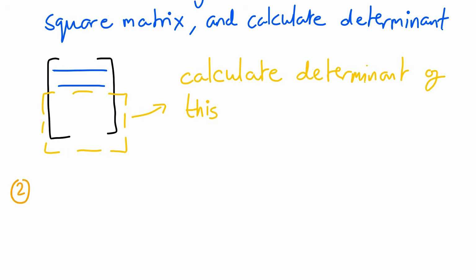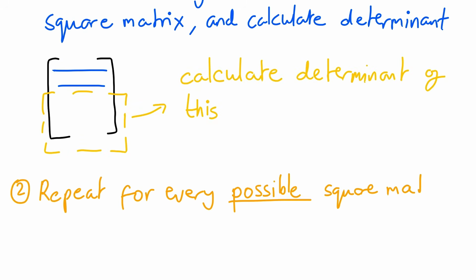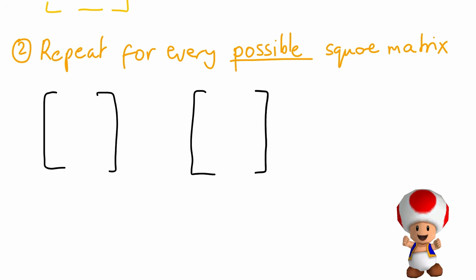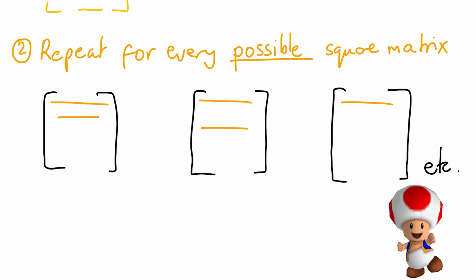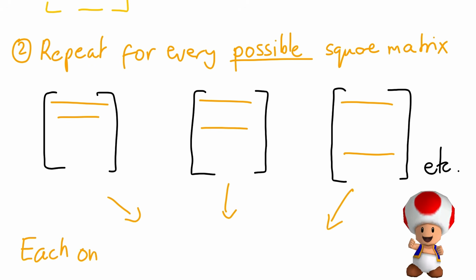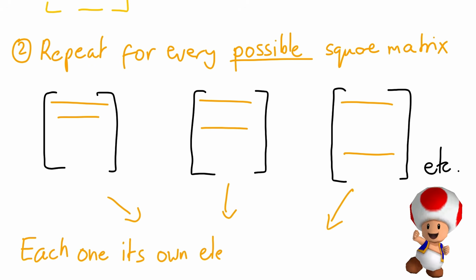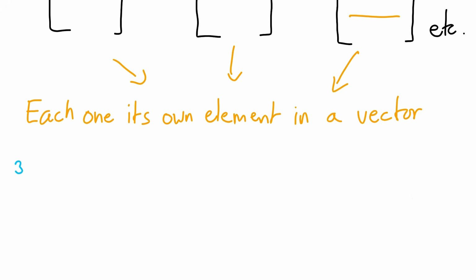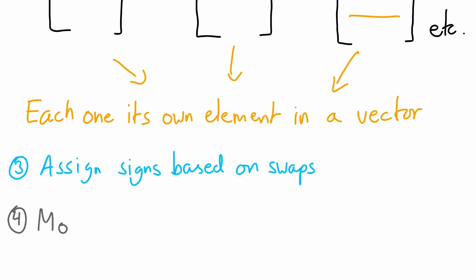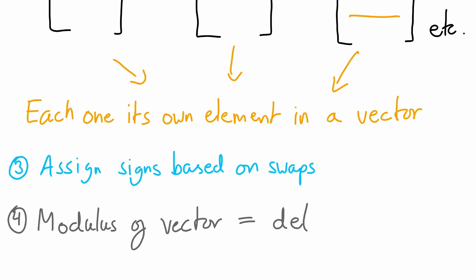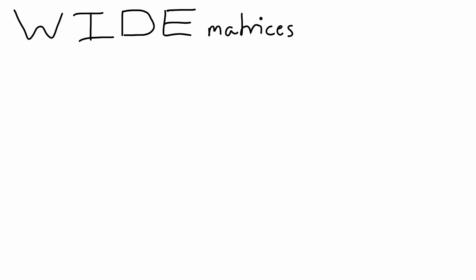Then repeat this for every square matrix possible, making each new determinant the next entry in the big vector. Then make sure to assign the signs properly based on the number of swaps, and finally calculate the modulus of the vector to get the overall determinant. So we're halfway there now, it's time to move on to the wide matrices.